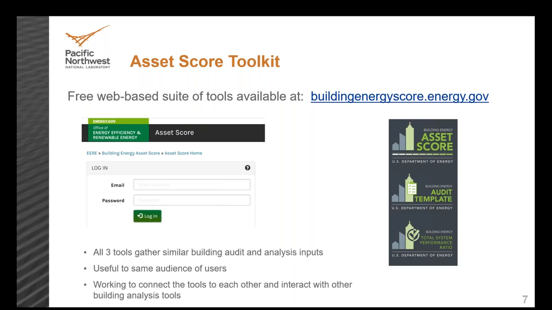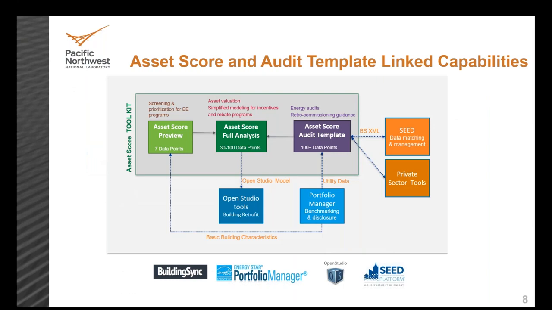The Audit Template, which we're discussing here today, is available. Also, a tool called TSPR, or Total System Performance Ratio, which is a performance-based compliance tool that is under development for the state of Washington, should become available within the next couple of months.